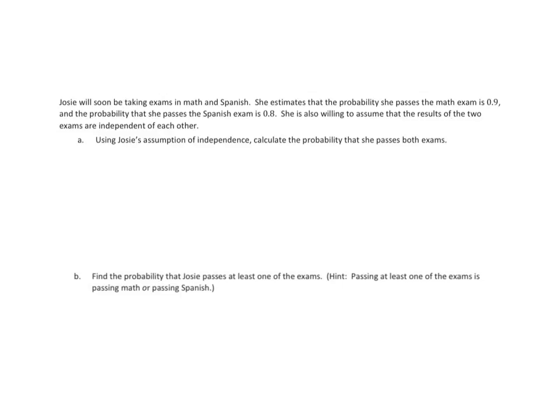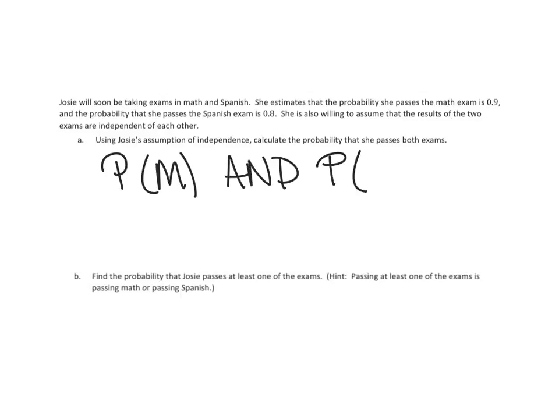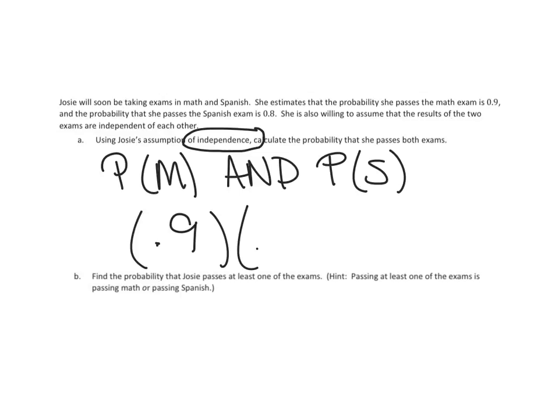Okay, so now we have to put it into our own lingo. What does it mean to pass both exams? I'm saying that's the probability I pass math and the probability that I pass Spanish, or Josie passes both. So she's going to pass math and she's going to pass Spanish. Now, assuming that they're independent, the rule says I can just take them and multiply. So I would say that's 0.9 times 0.8 for a total of 0.72. So again, and means I'm going to multiply as long as they are independent events.